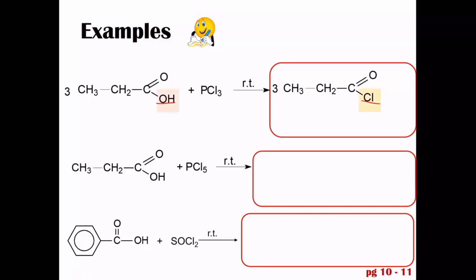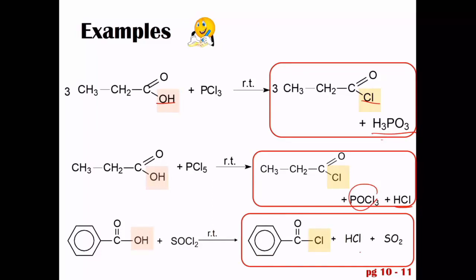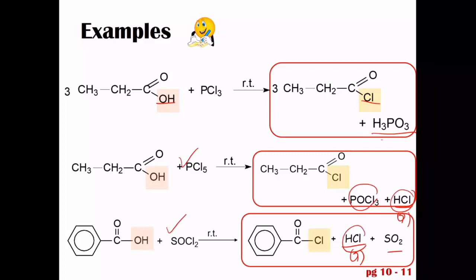If you use PCl3, it will give you H3PO3. If you use PCl5, it will give you POCl3 and HCl. SOCl2 will give you HCl and SO2. Now what you need to take note of, the last two, PCl5 and SOCl2, produce HCl, which is a gas. So HCl gas will be seen as white fumes. So therefore, over here, you can put a star there.